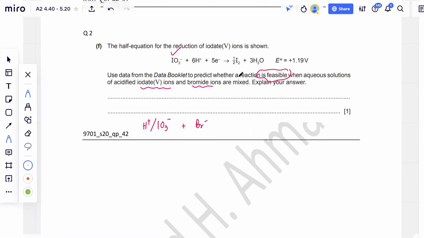He didn't tell us to actually make the equation. So for bromine, there's only one equation in the data booklet. It's Br2 plus 2 electrons in equilibrium with 2 Br minus 1. And I think the E naught for that is probably 1.07 volts. TK, make sure you have one data booklet open with you. So tell me, who's going to gain electrons, who's going to lose electrons in this equation?